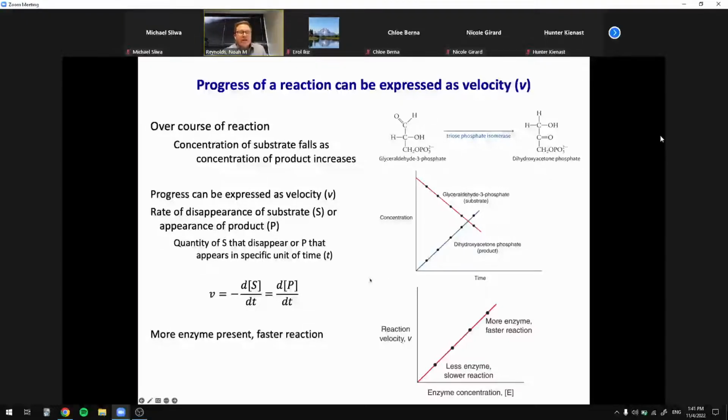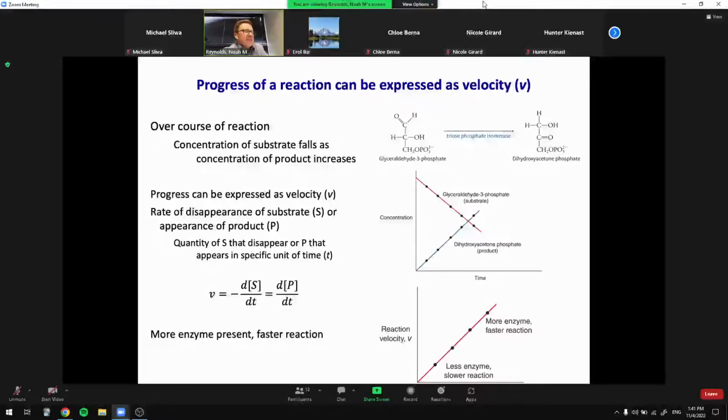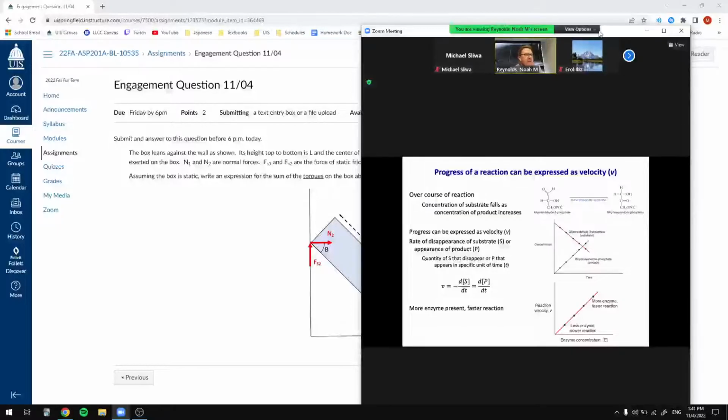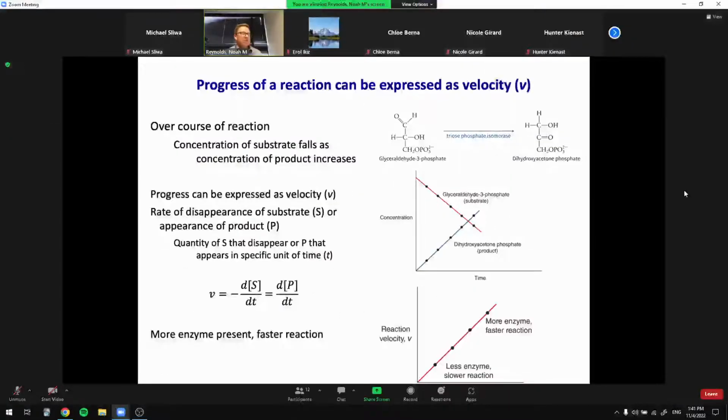If we're looking at that reaction, catalyzed by an enzyme, and we add more enzyme, we're not adding more product, we just add a bunch more enzyme, the substrate will get converted to product faster because there's more enzyme there to grab onto the substrate and convert it. So we can look at the rate of that reaction, how fast this is progressing. We call this velocity. So how the velocity would increase as we increase enzyme concentration.